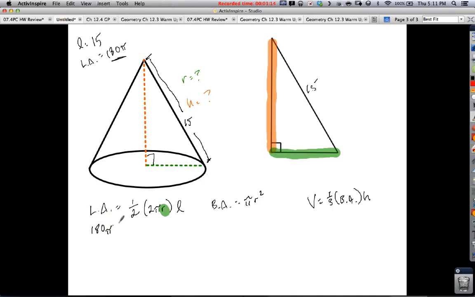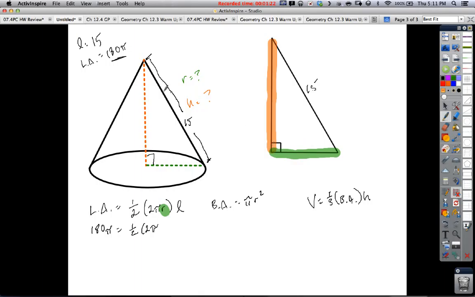180 pi. 1/2 is just 1/2. 2 pi is, well, 2 pi, those are constants. And then they tell me that, I'm sorry, I don't know my radius. Sorry, getting ahead of myself a little bit here. But they do tell me that my slant height is 15. So I can go ahead and substitute that in.